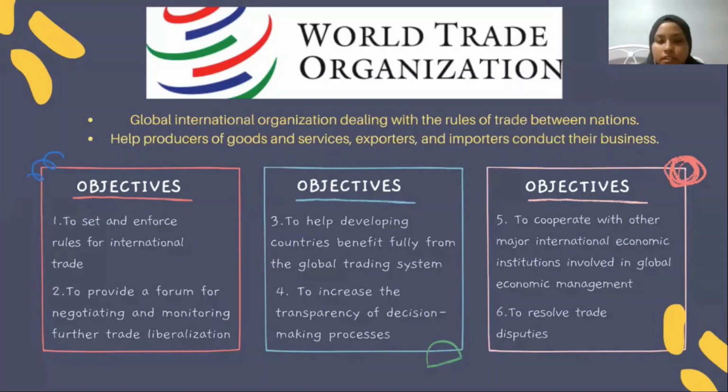And the third one is to help developing countries benefit fully from the global trading system. Fourth is to increase the transparency of decision-making processes. And the fifth one is to cooperate with other major international economic institutions involved in global economic management. So the last but not least is to resolve trade disputes.